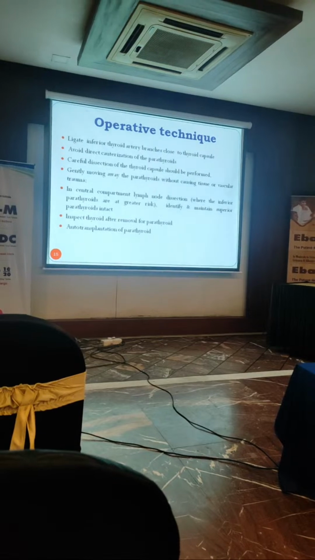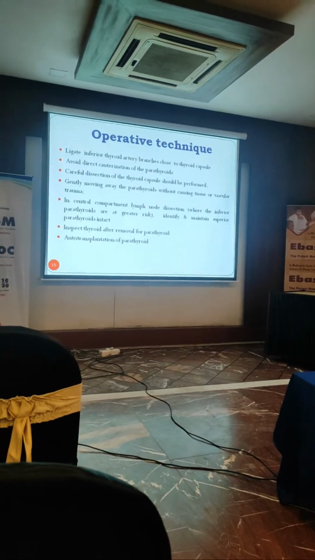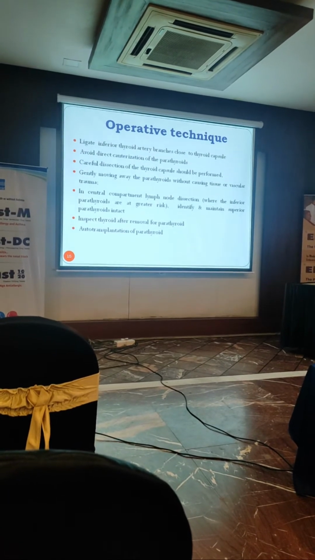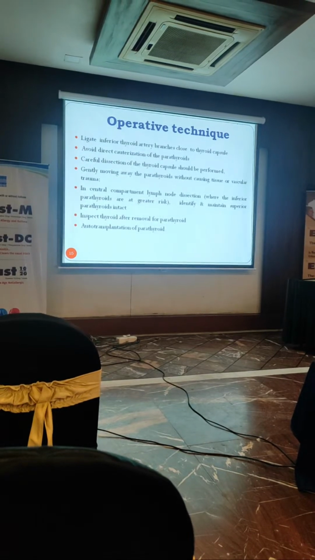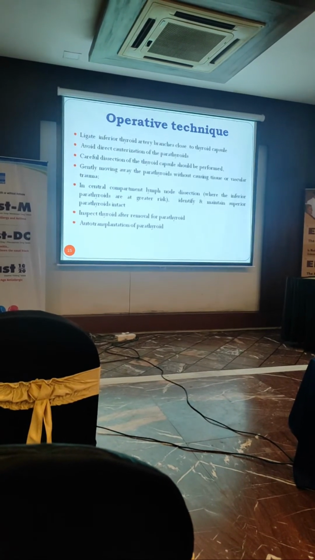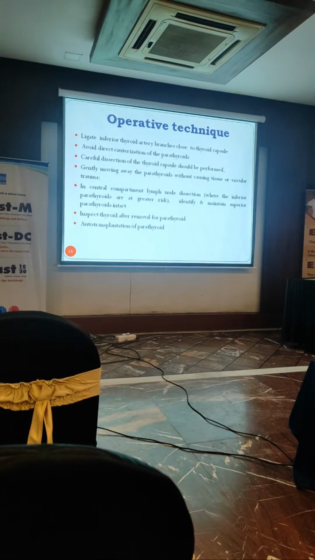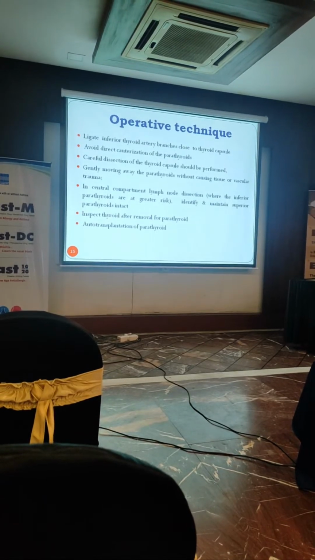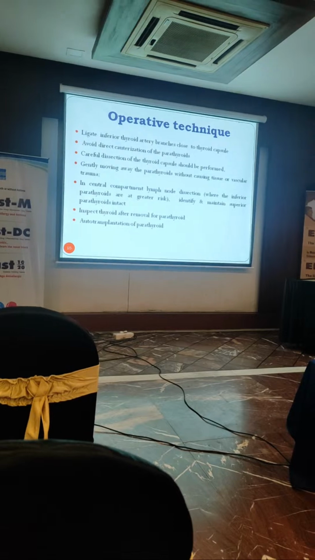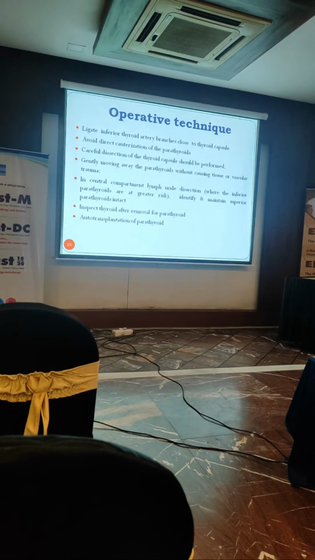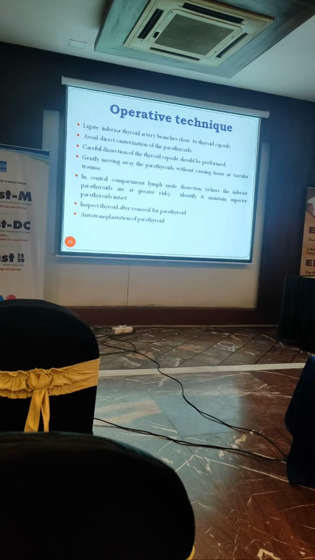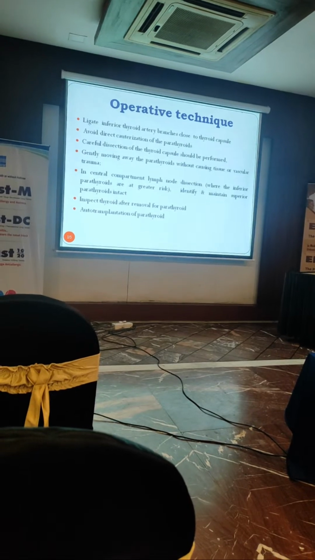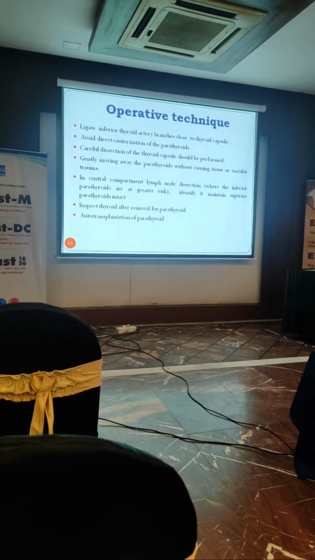to preserve its vascularity. Coming to a recap of the operative technique to preserve the normal parathyroid gland: ligate the inferior thyroid artery branches very close to the thyroid capsule, never the main trunk, because the inferior thyroid artery is the main supply to both the parathyroids, inferior as well as superior. Direct cauterization of parathyroid should be avoided. Careful dissection of the thyroid capsule, that is capsular dissection, is a must to prevent injury to parathyroids and also the recurrent laryngeal nerves, gently moving away the parathyroids without causing tissue or vascular trauma.